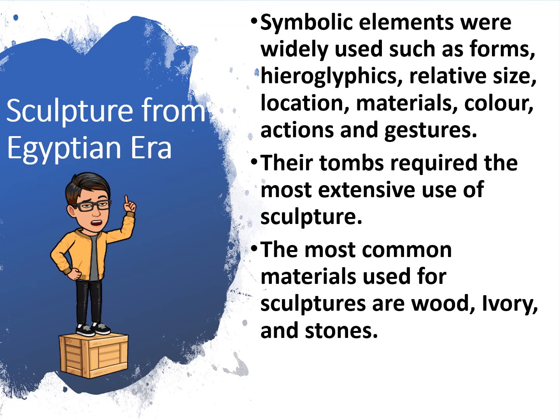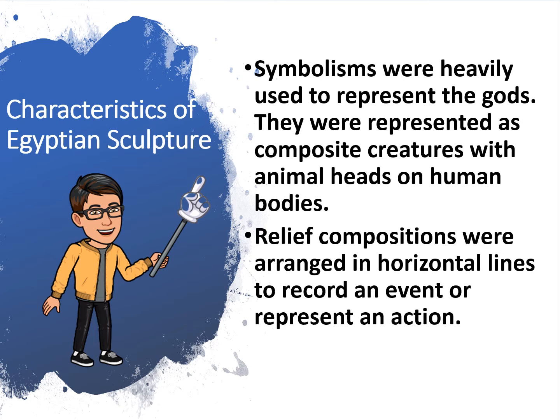Okay, the most common materials used for sculptures are wood, no, yung kahoy, ivory also, and stones. So yan yung most common ginagamit during the Egyptian era, yung material nila for their sculpture.